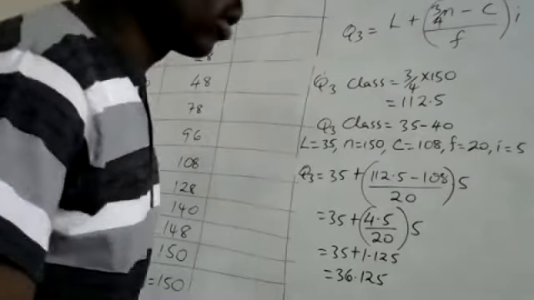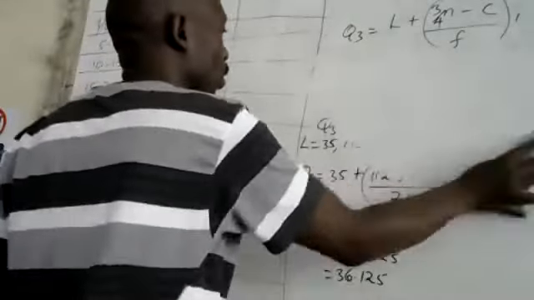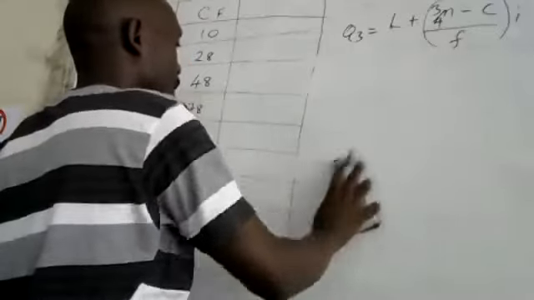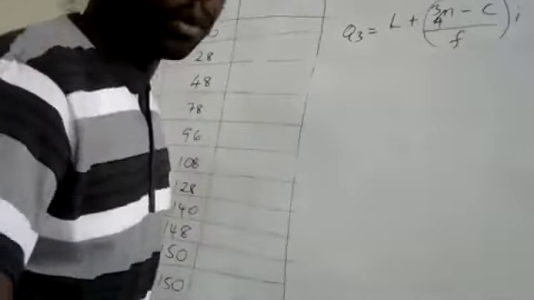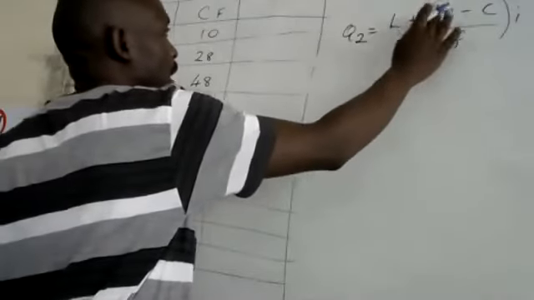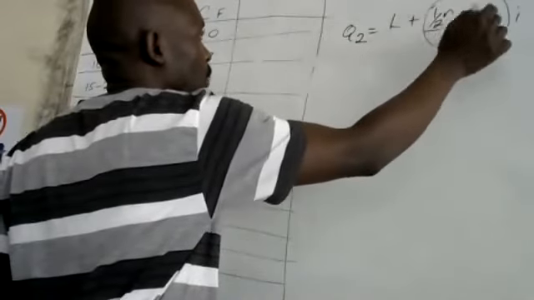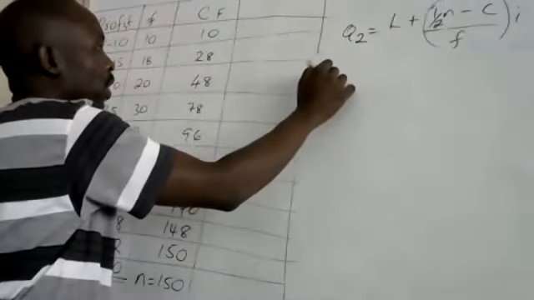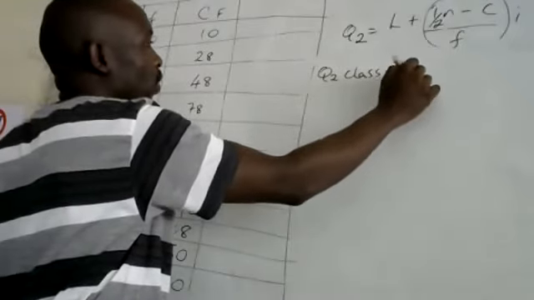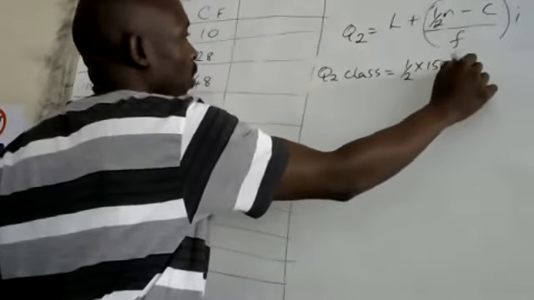I want us now to calculate the median. The median is actually Q2. We have been doing it, but for the sake of this question, the Q2 or median is normally given by a half of n or n over 2. So we need to locate the Q2 class, which will be given by 1 over 2 times 150, which will be equal to 75.